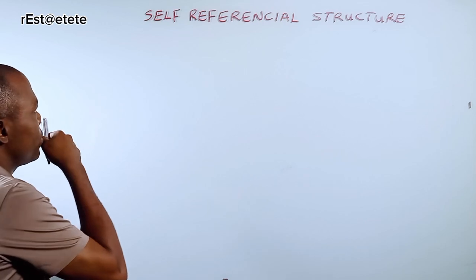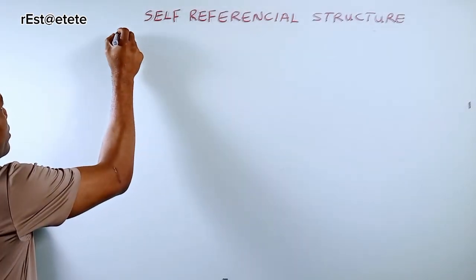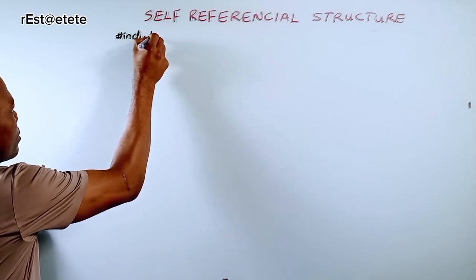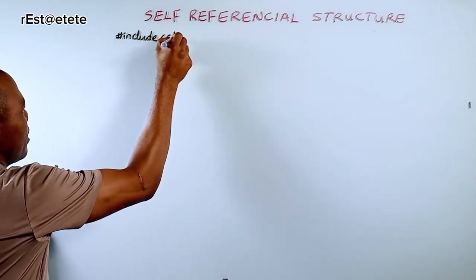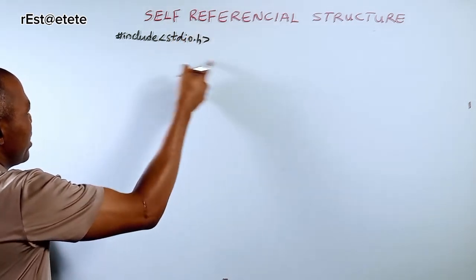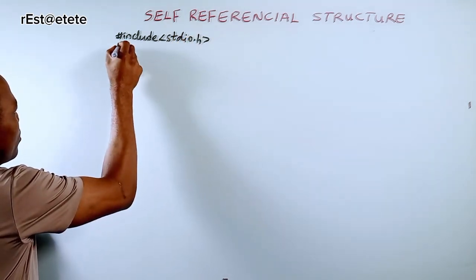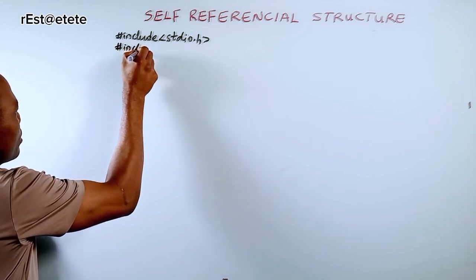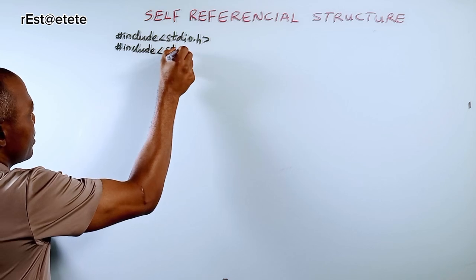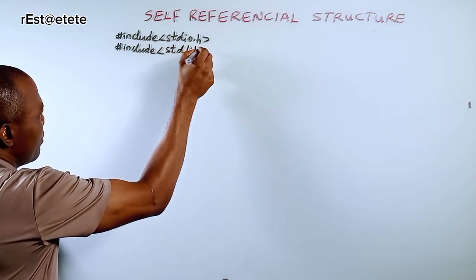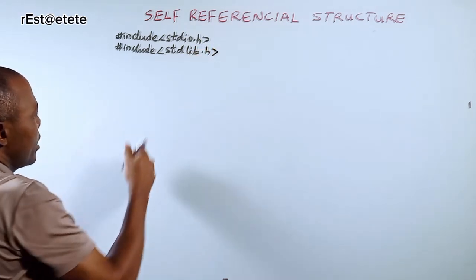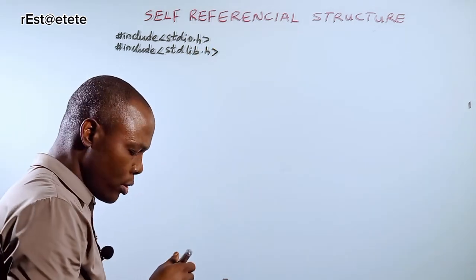So the first thing I will do is include stdio.h. By now you are familiar with this. And then I'll also include the standard library because of our malloc.